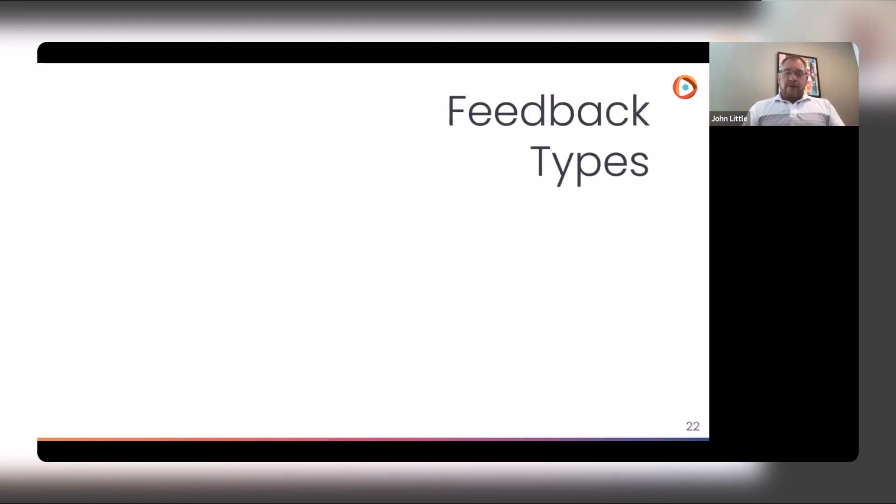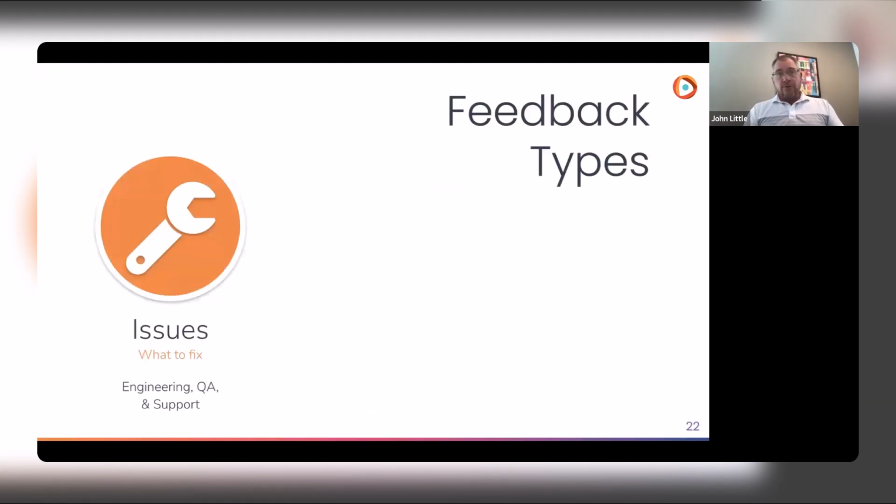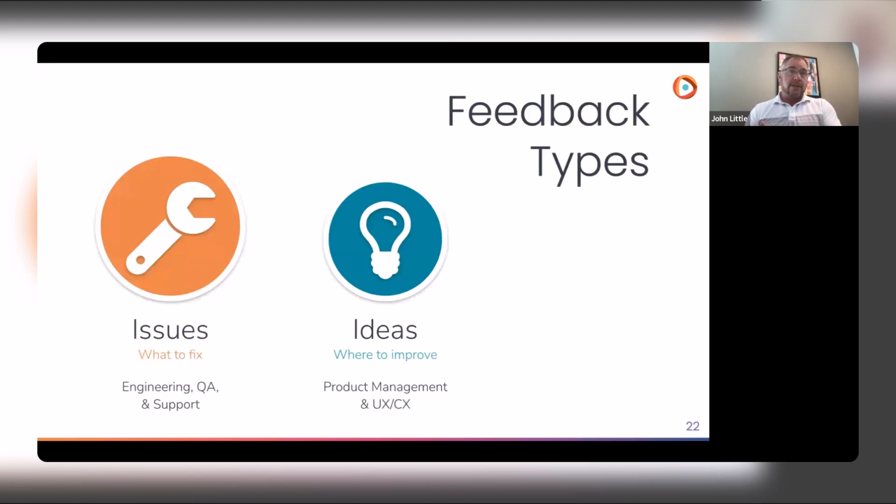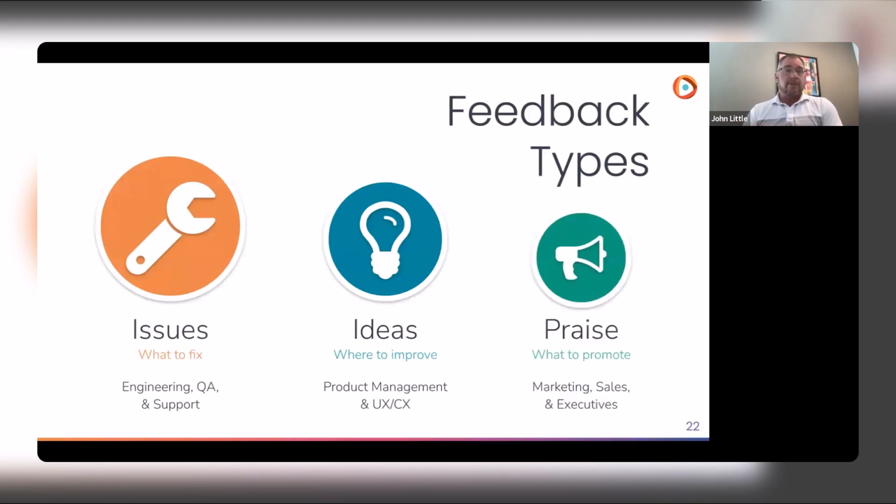With that information coming back, you end up with 3 different types of feedback. That's your issues, things that obviously need to be fixed. That's those 3 stars or less. You have ideas, areas that can be improved. And then you have the praise, the areas that should be promoted and talked about.